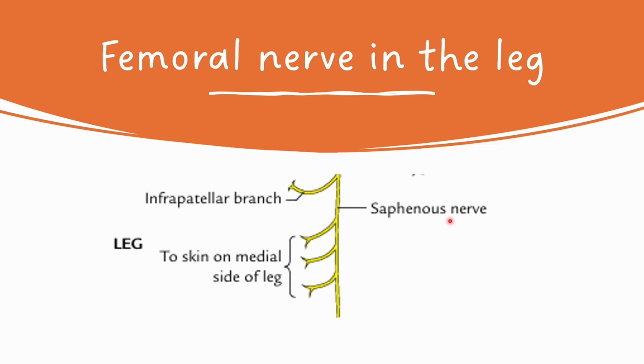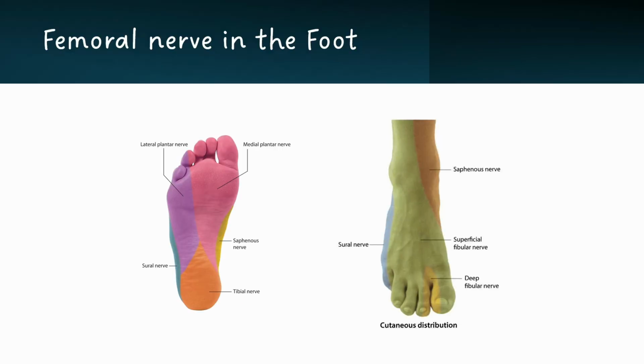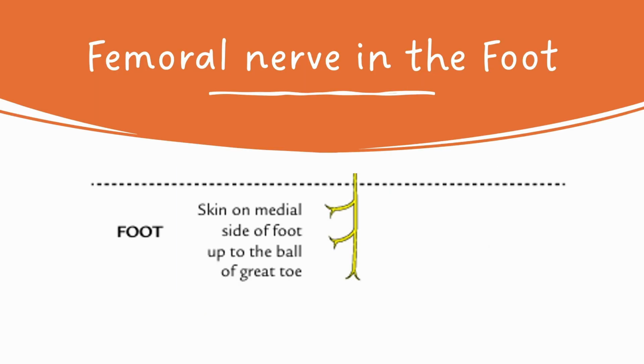Thus the saphenous nerve gives one cutaneous branch, that is the infrapatellar branch, to supply the skin over the ligamentum patellae, as well as cutaneous nerves to supply the skin on the medial side of the leg. In the foot, the saphenous nerve is cutaneous in supply. It supplies the skin on the medial side of the foot up to the ball of the great toe.